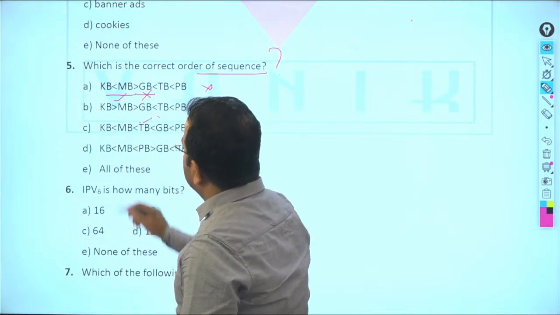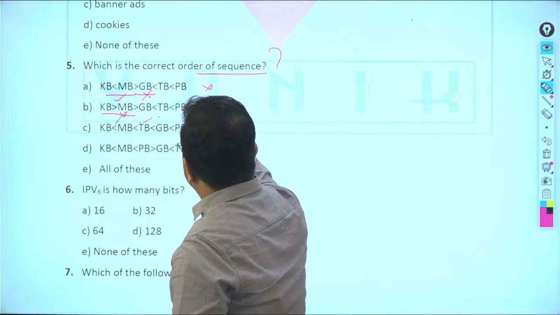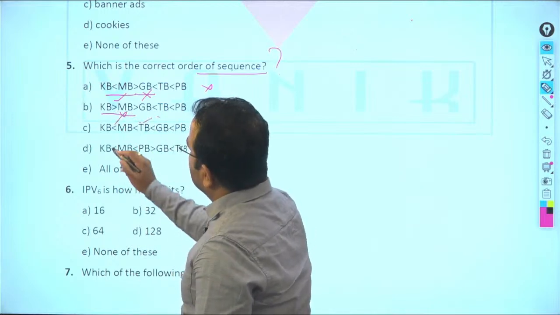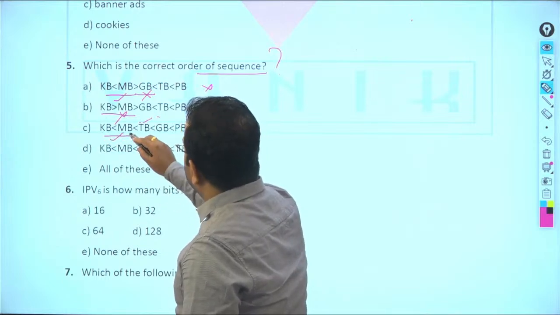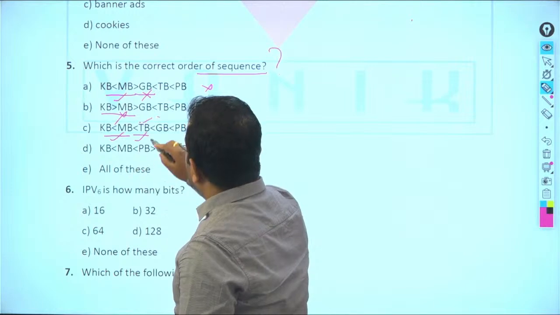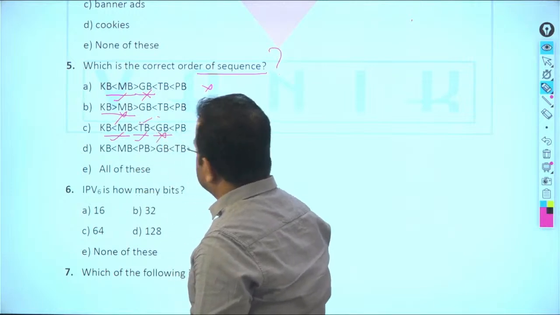Then goes to option B, kilobyte is greater than megabyte, no, this statement is false, that's why this option is also incorrect. Then goes to option C, kilobyte is less than megabyte, yes, true. Megabyte is less than terabyte, yes, true. Terabyte is less than gigabyte, no, this statement is false. So option C is also false.